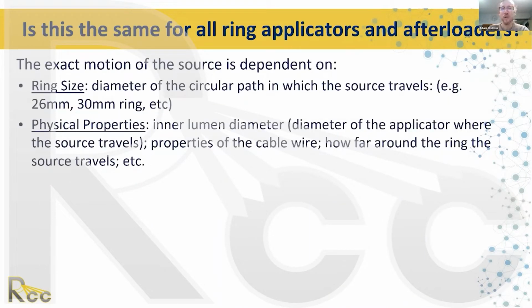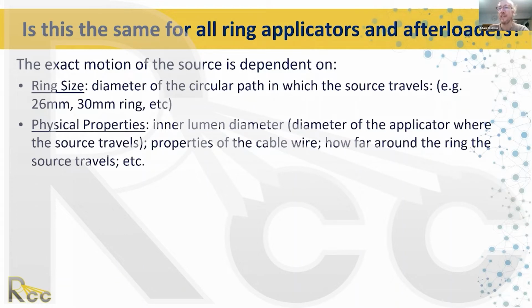The exact motion of the source is dependent on ring size, so the diameter of the circular path in which the source travels, say a 26 or a 30 millimeter ring, and physical properties like the inner lumen diameter, so how much room is there for the source cable to move around and tighten. Properties of the cable wire, and how far around the ring the source is traveling.